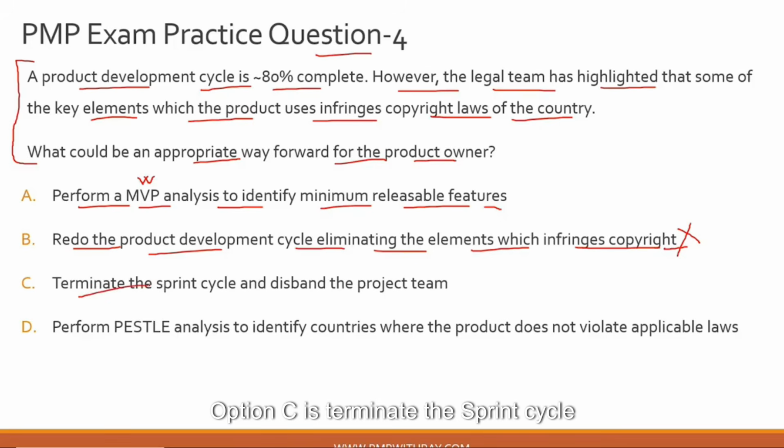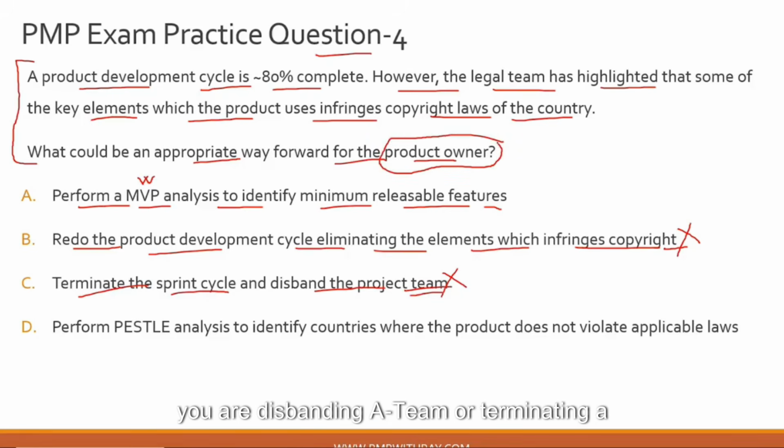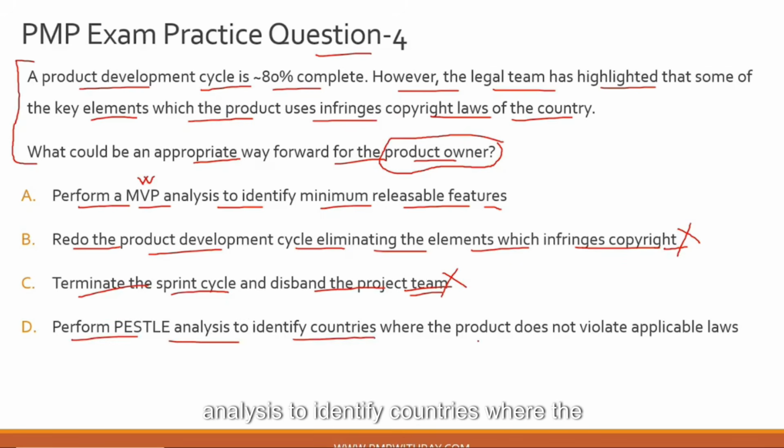Option C is terminate the sprint cycle and disband the project team. This is incorrect, guys, right? I hope none of you have selected this option. So it is totally out of the blue, and basically it will question your authority or your credibility as the product owner. If you are disbanding a team or terminating a sprint cycle when an issue has happened, this is not something which is expected. So I hope none of us have selected this option. Let's look at option D. Perform pestle analysis to identify countries where the product does not violate applicable laws.